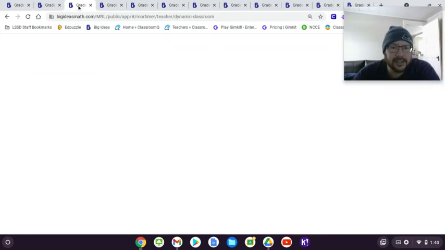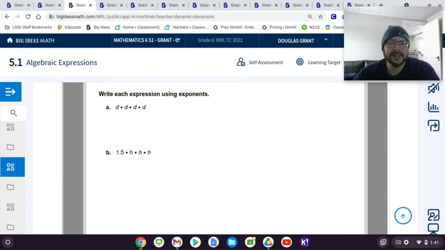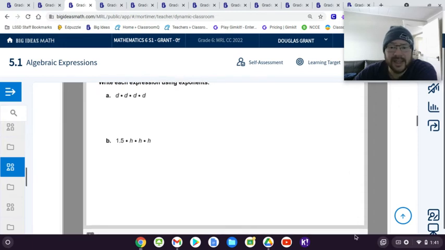And we're going to jump into the next thing, which is how to write expressions and interpret expressions. So if we have d times d times d times d, quick reminder about exponents, you can just rewrite that as d to the 4th power.